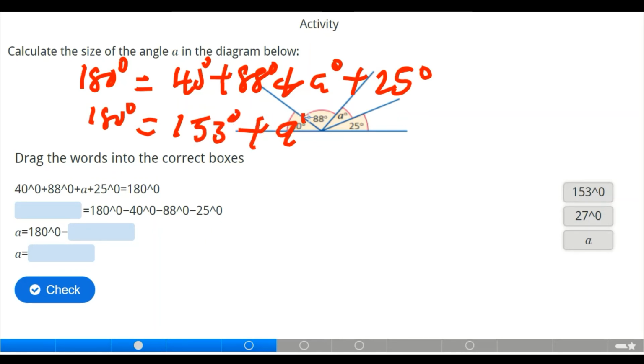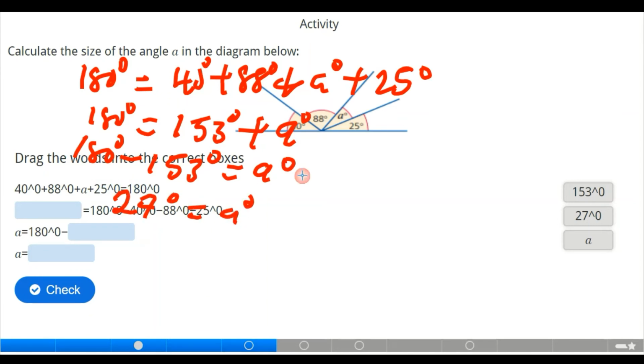Remember, we still have our A degree here. So we bring 153 to the other side and it changes to minus. So we have 180 degrees minus 153 degrees equals A. So 180 degrees minus 153 degrees. By the time you subtract 153 from 180, our answer is going to be 27 degrees. So A degree here is going to be 27 degrees. So by the time you add all of this together, we have to add up to 180 degrees, which is the sum of angles on a straight line.